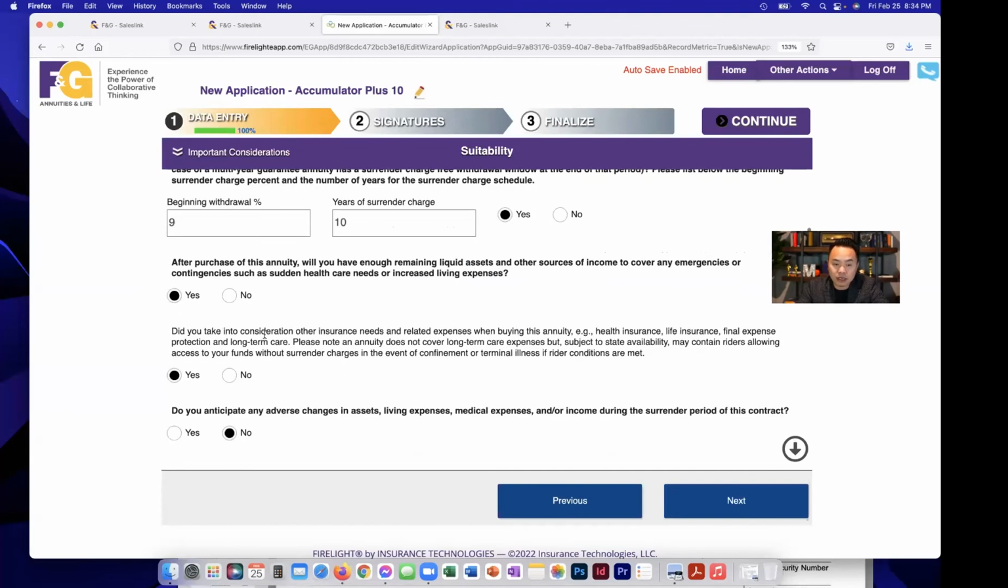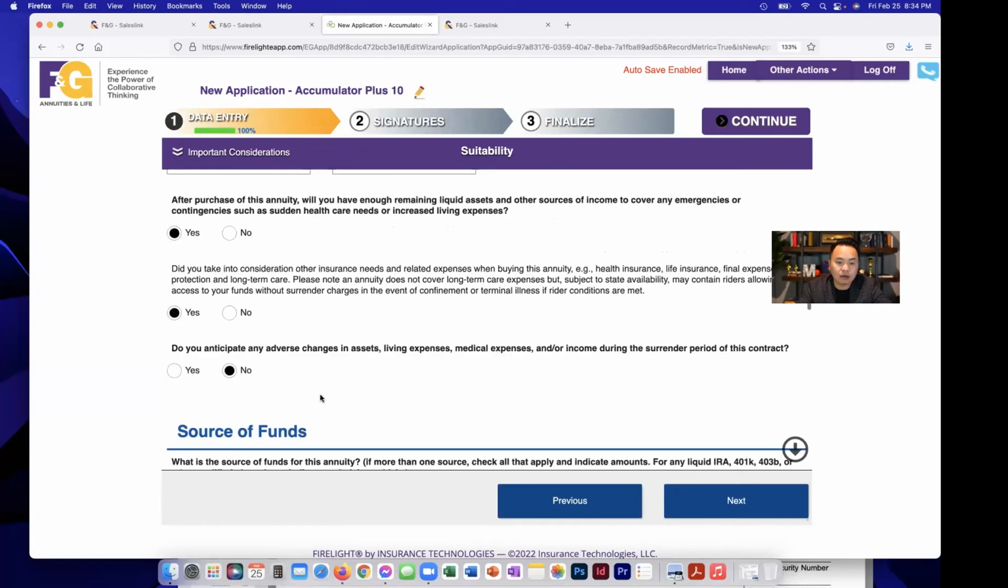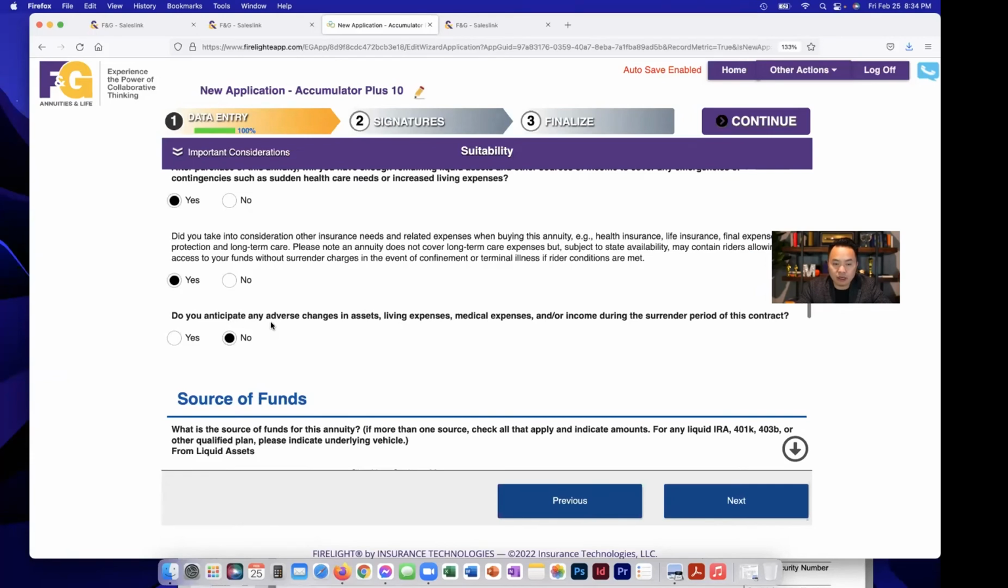Did you take into consideration other insurance needs, related expense? So they just want to make sure you really take care of the clients. Yes, here. Okay. Do you anticipate any adverse changes? Okay, no. Okay.